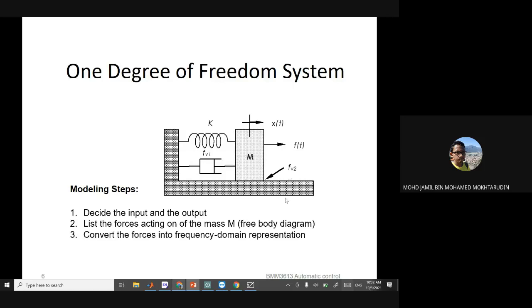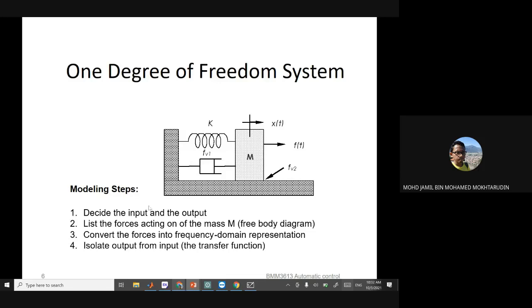Next, we need to convert the equation. After you draw the free body diagram, you will write an equation of motion. And then from there, you need to convert the equation from time domain to frequency domain using Laplace transform. And lastly, you need to rearrange the equation. After you convert into frequency domain, you need to rearrange it to get the transfer function, which is the output over the input.